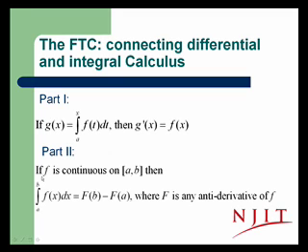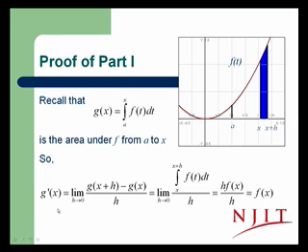Part 2 of the theorem says if f is a continuous function on the interval from a to b, then the integral from a to b of f of x dx is big F of b minus big F of a, where big F is any antiderivative of little f. In other words, if we can find any antiderivative of the integrand and we plug in the upper limit and the lower limit, we can find the area under the curve from a to b of f of x dx.